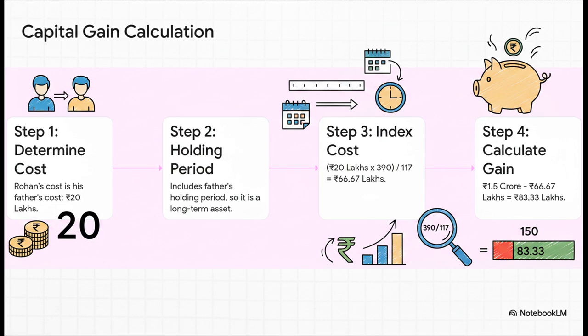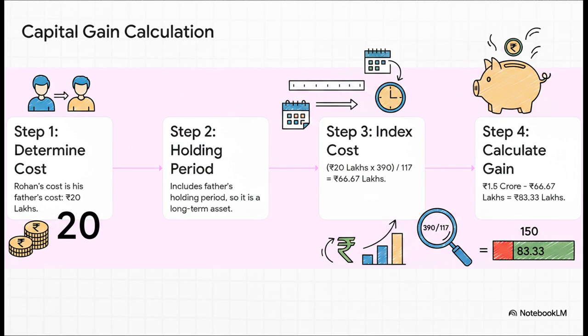First, what's Rohan's cost? Well, according to Section 73, it's his father's cost, 20 lakh rupees. Simple. Second, and this is super important, the period of holding also includes the time his father held the property. Since his father bought it back in 2005, this is definitely a long-term capital asset.